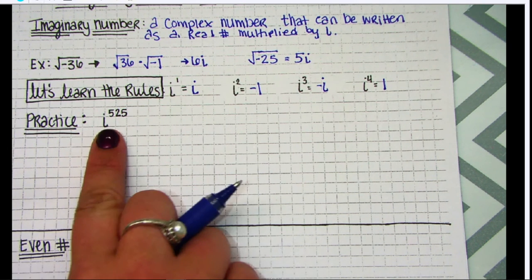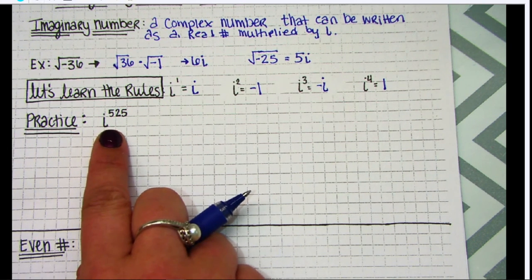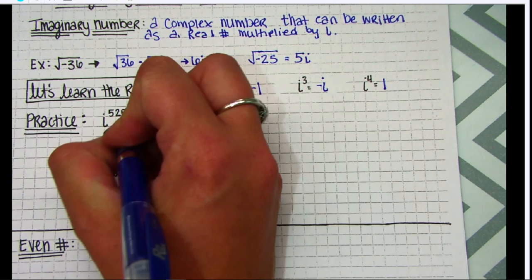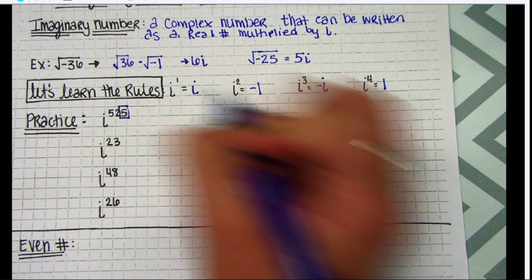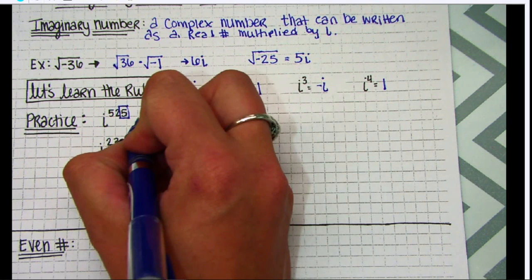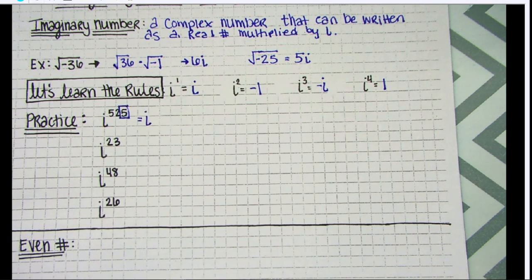I'm going to teach you a trick. We want to know what i to the 525 is. We look at the last number, which is 5. So it's i. The last number here is 5, so I'm just going to count: 1, 2, 3, 4, 5. Done. It repeats every 4. So as long as you know the first 4, you know all of them.